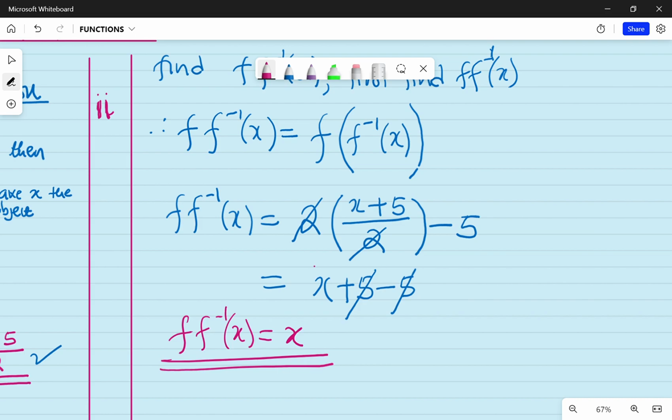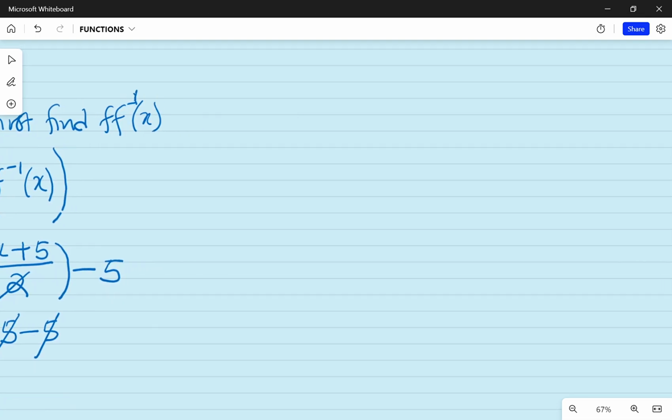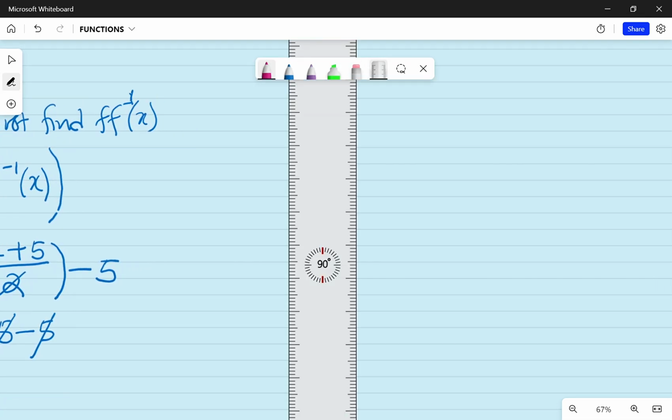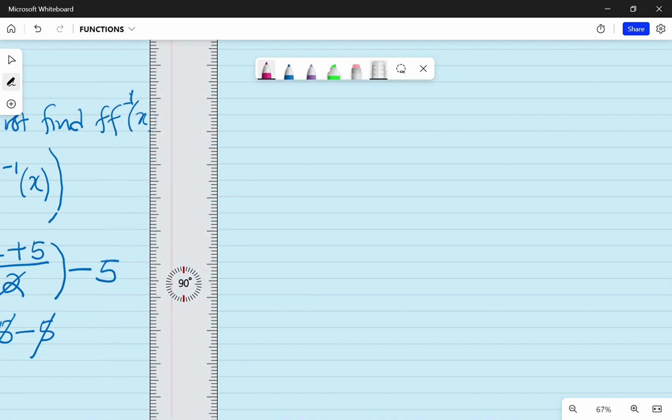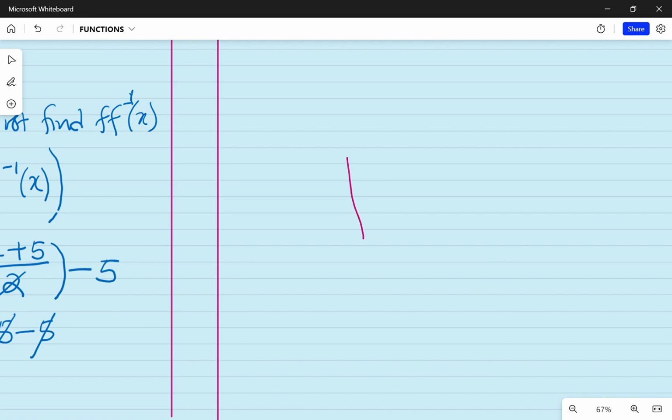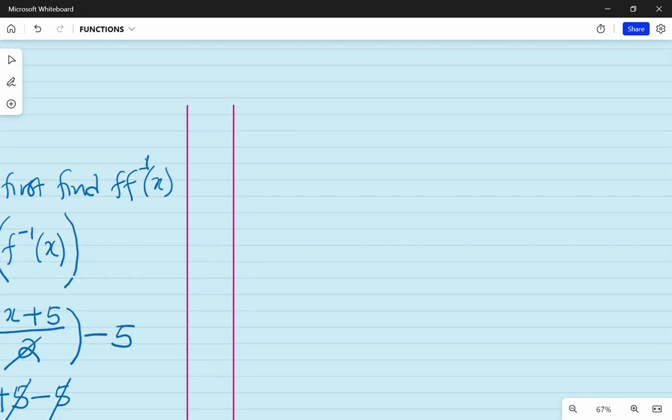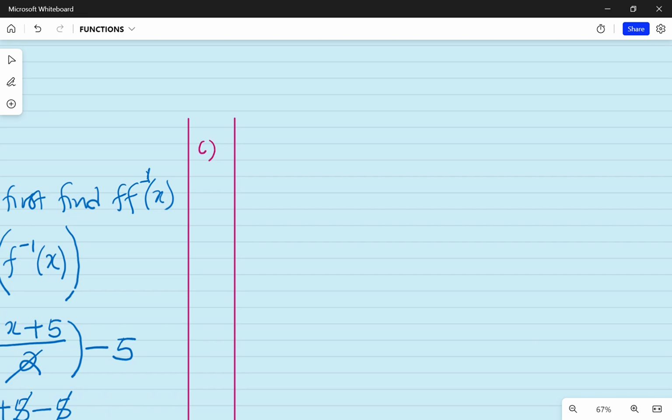Let's look at the last part of the question, which is part C. Part C of the question simply says, find the value of x if f of x is now x.